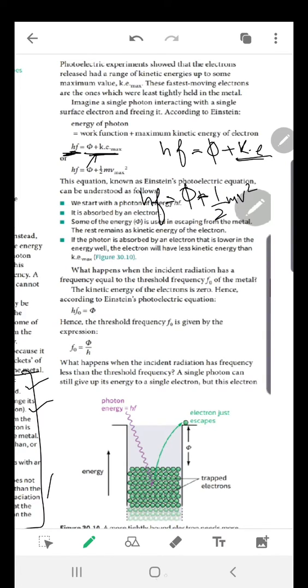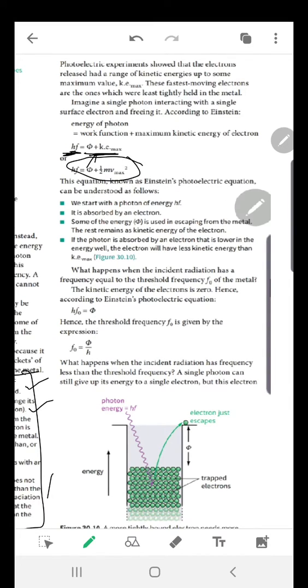This equation is known as Einstein's photoelectric equation. We start with a photon of energy hf. We always say that your photon energy is hf. This energy is absorbed by the electron, and some of it is used in escaping from the metal, and the rest is the kinetic energy of the electron.